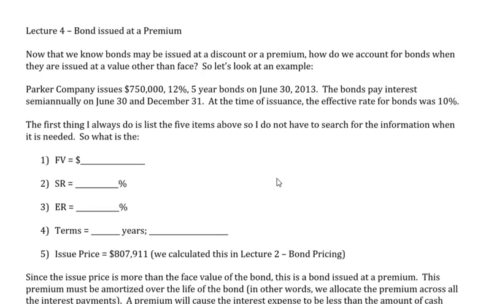So we've looked at how to price a bond. We've looked at issuing a bond at face. We've looked at issuing a bond at a discount. Now let's look at what happens when we issue a bond at a premium.